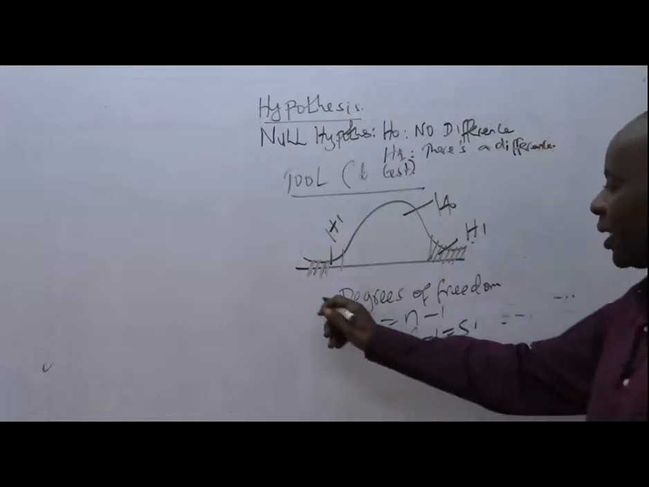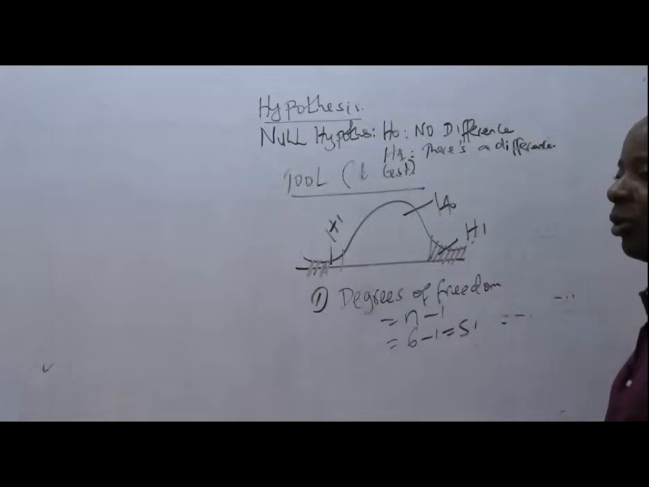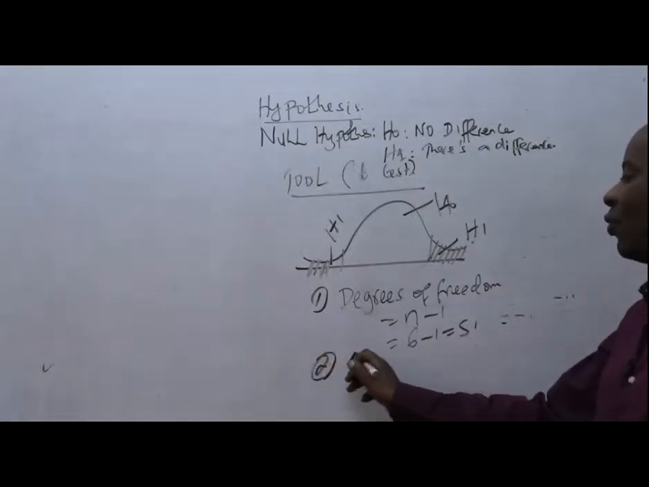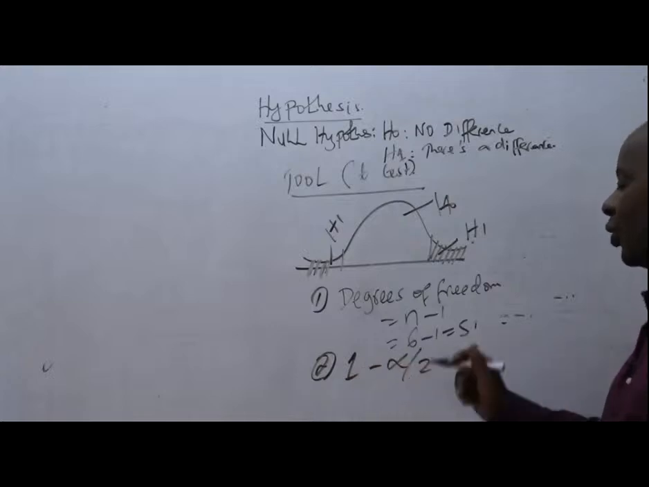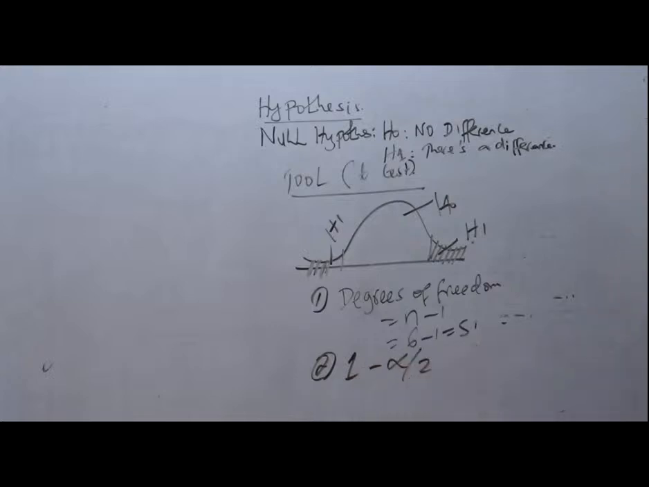This is one of the things that are required for us to be able to read the T critical. And then number 2, we have 1 minus alpha over 2. So this will be 1 minus 0.05 over 2, which will end up giving us what figure?